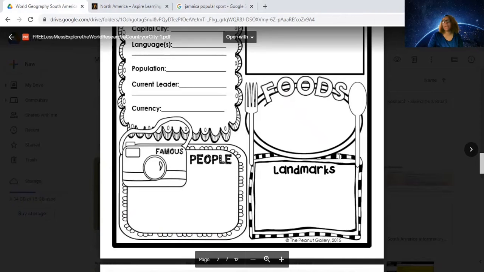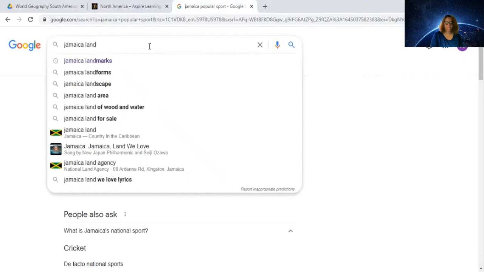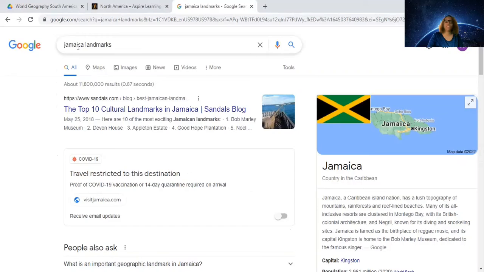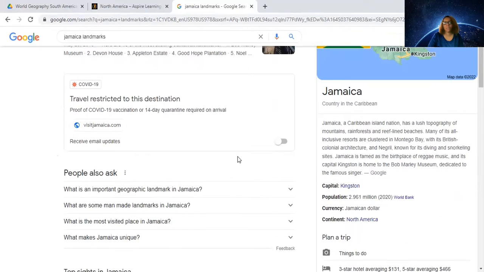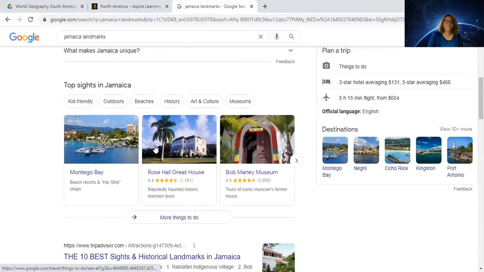All right, so last but not least, we have landmarks. Landmarks can be fun because that's when you really start saying, oh, I want to go there. Oh, I want to do that. So I just put Jamaica landmarks. What I do is mainly not just necessarily the landmarks, but attractions. You can go to all kinds of websites, like sandals.com, because these cruise ships and things, they want you to go on their cruise to see these things, right?